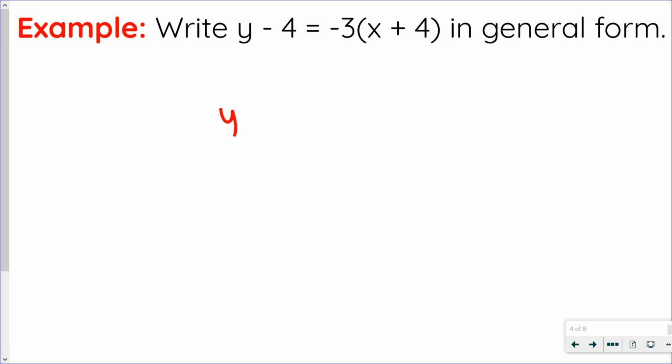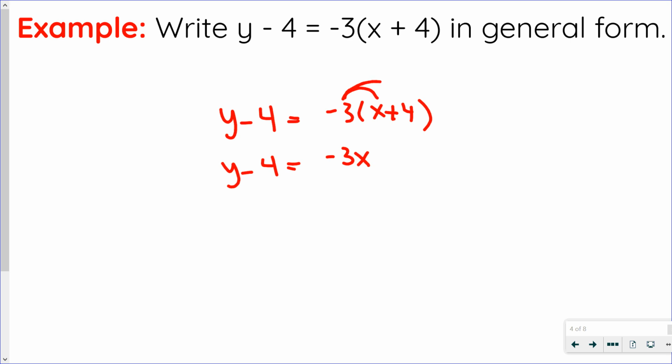So very first thing I want to do is get rid of my brackets. So to get rid of my brackets, I apply the distributive property. So I have y minus 4 equals negative 3 times x, negative 3 times positive 4. Okay, so I have no fractions, no decimals, no brackets. I want to isolate so that x is positive. So I want to get rid of that negative 3x, isolate to the left-hand side. So I will add 3x to both sides. And the inverse to subtracting 12, I will add 12 to both sides.